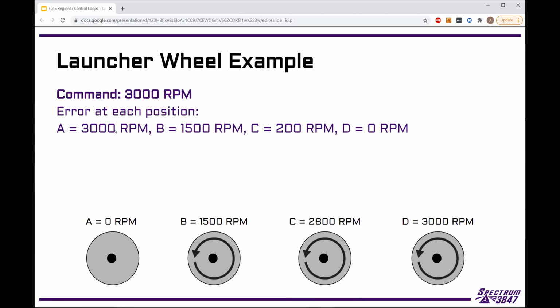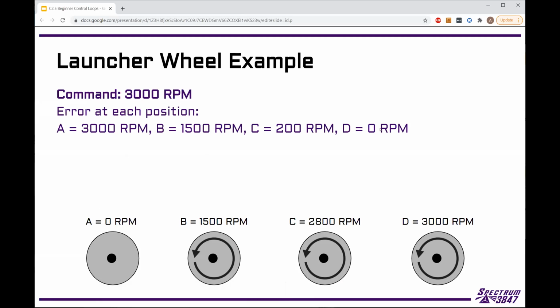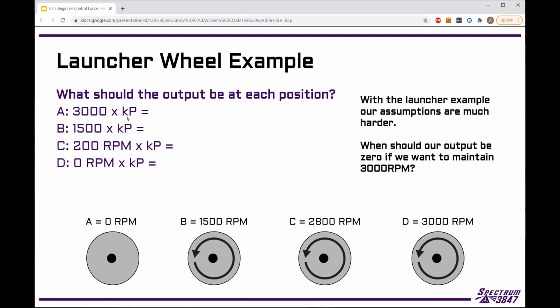So then if we figure out the error at each spot, error again is just command point minus measurement. So 3000 minus 0 is 3000. I get 1500, 200, 0. Again, that math isn't that hard. So now we have our errors, and we can attempt to do the same KP calculation that we did before. But the assumptions are a little bit harder to deal with in this equation when we're doing velocity.